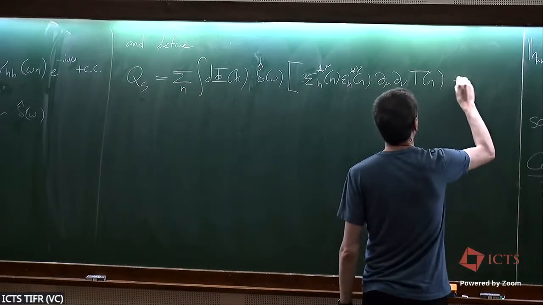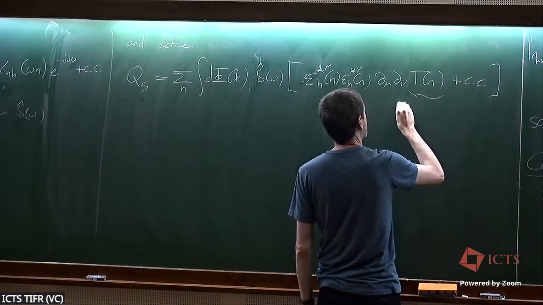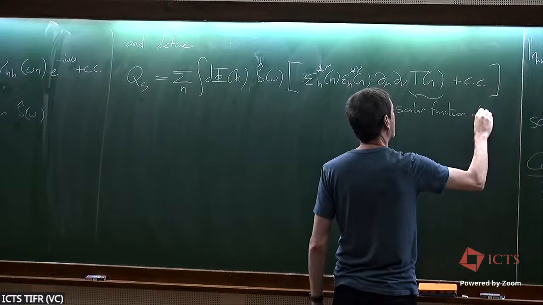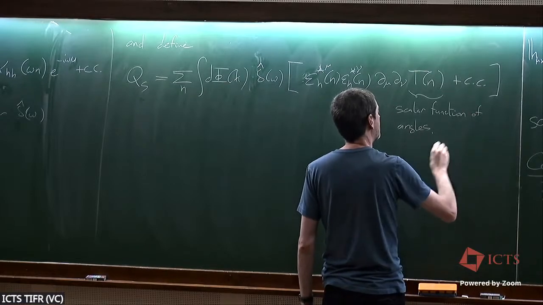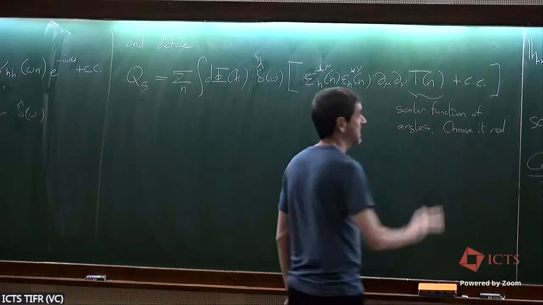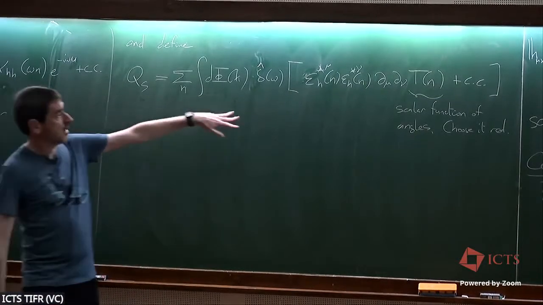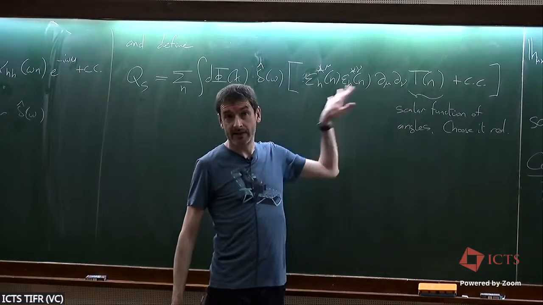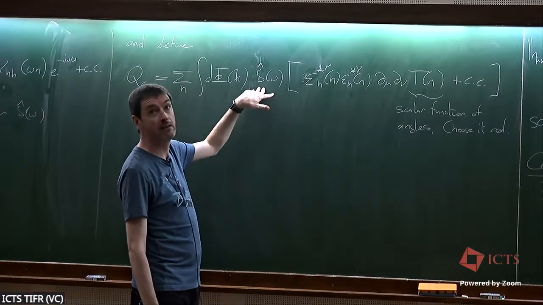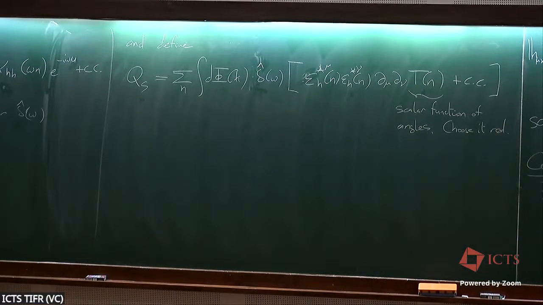So this is my parameter. It's a scalar function of angles. So I'm going to choose it to be real. In principle, it can be complex, but it's enough for our applications to choose it to be real. So now, choosing this to be complex, this would be the most general dressing, which has spin weight 2 and is soft, has low frequencies. So it's the most general coherent dressing.